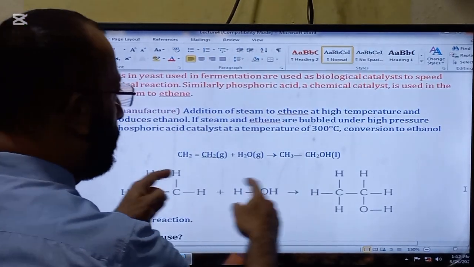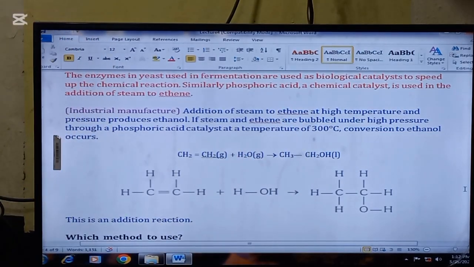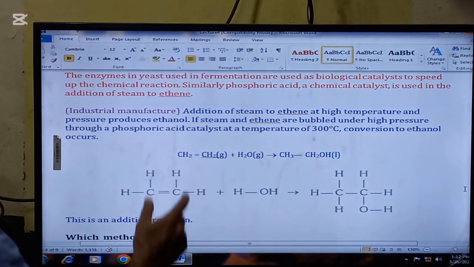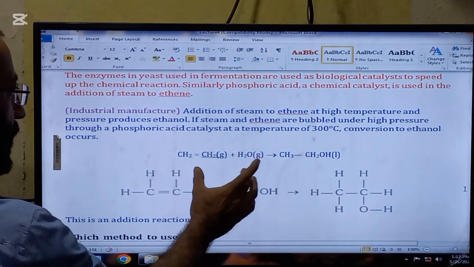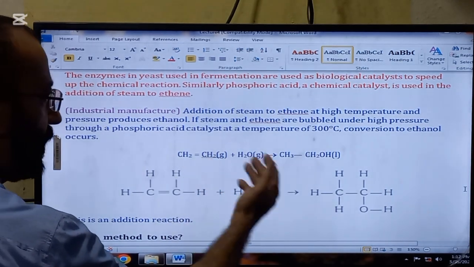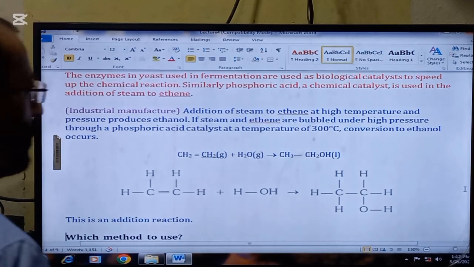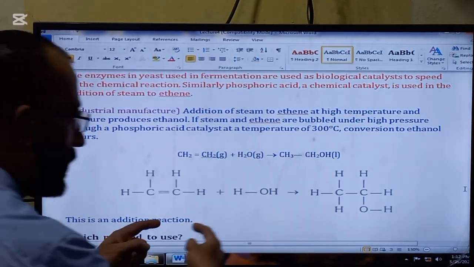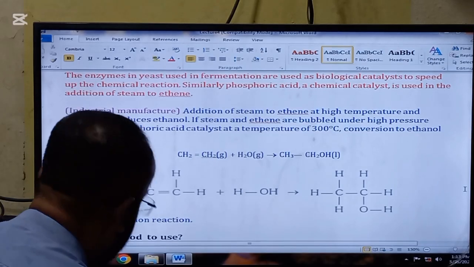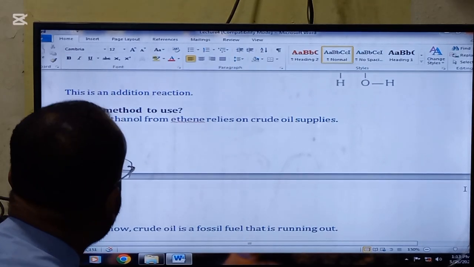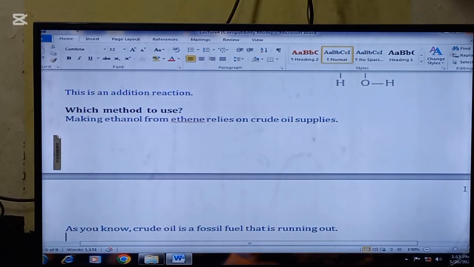Here is the equation of the process. Here is the ethene. This is steam, and it is converted into ethanol. Here is the structural formula. This is an addition reaction.